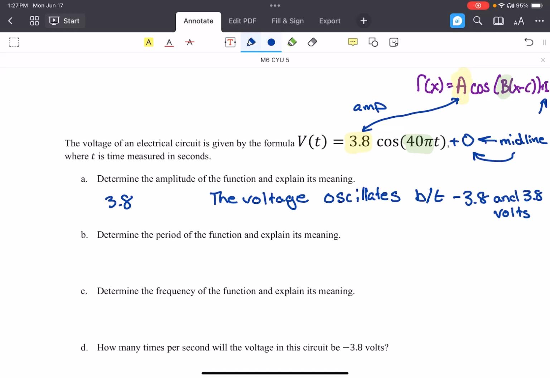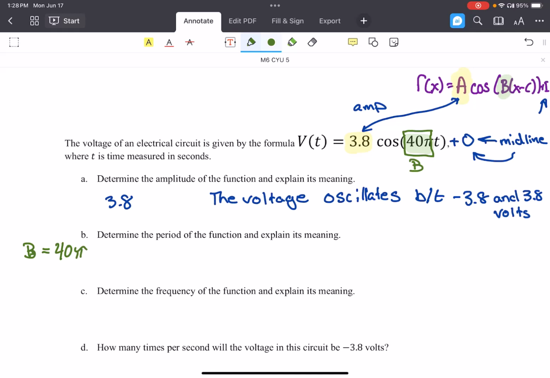All right, so next we're asked to determine the period of the function and explain its meaning. Now remember, our actual formula doesn't give us the period. Instead, we have that b value, that angular frequency, which tells us how quickly we're moving through things. In this case, our b value is 40 pi. There's b.